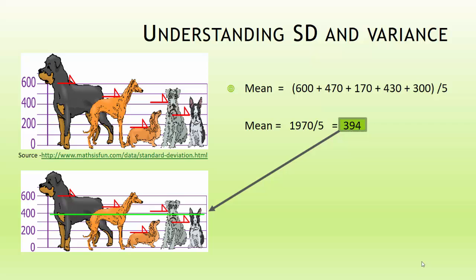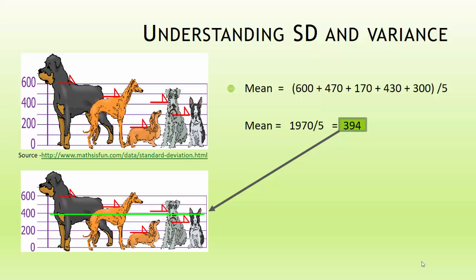Now, if you look at this picture, you will see on the left-hand side, on the y-axis, the scale in millimeters. The height of the dog is measured in millimeters, and the green line denotes mean height. All of you know how to calculate the mean, and we have a population of 5 dogs here, and we measure the height from the floor, and we get a mean of this population of dogs as 394.